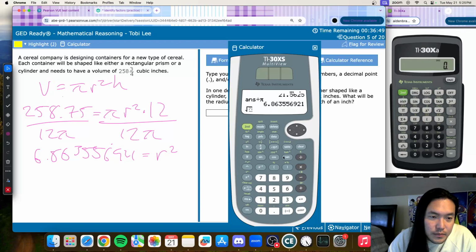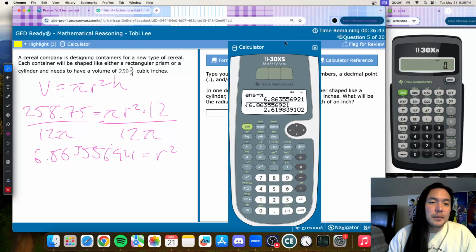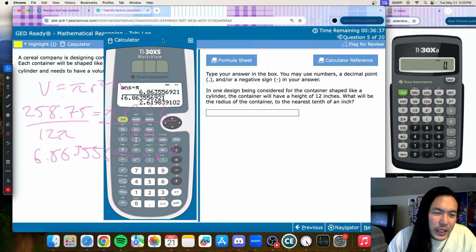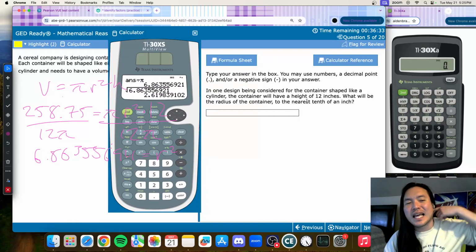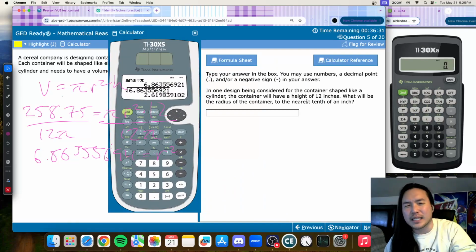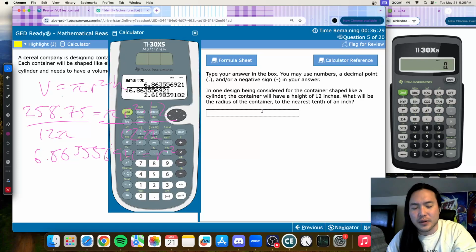So root. I put in this number. I'm getting this for r, 2.619839102. And here they specifically asked us to round to the nearest tenth of an inch. That's 1 decimal place. So the answer that they're looking for here is 2.6. Right here we would round down to 2.6.